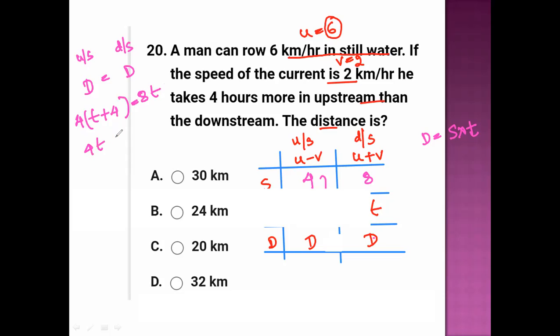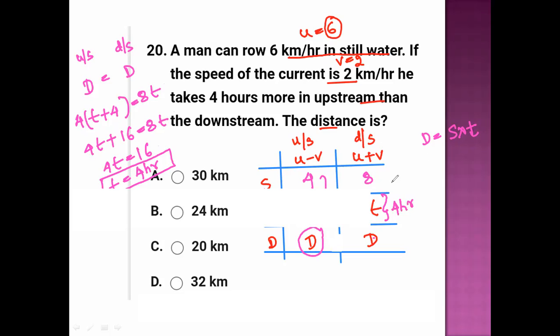So 4t plus 4 fours are 16, which is equal to 8t. This implies that 4t is equal to 16, so t is equal to 4 hours. What is it that the problem is asking? What is the distance? Now you know t is 4 hours. Distance is equal to speed into time.